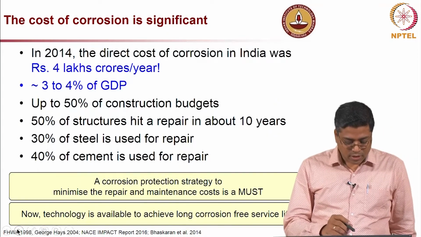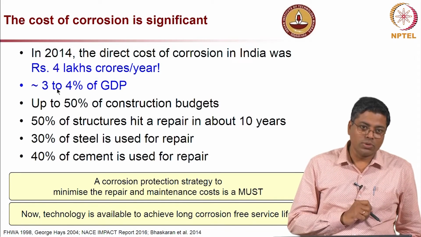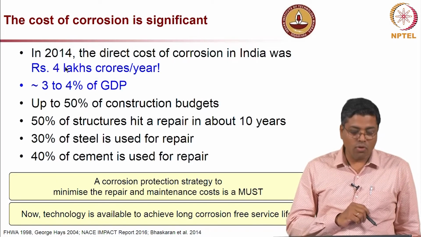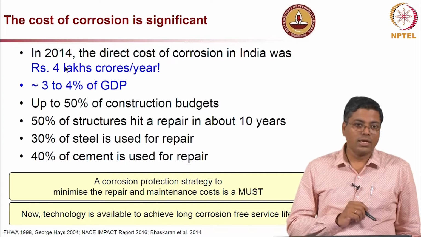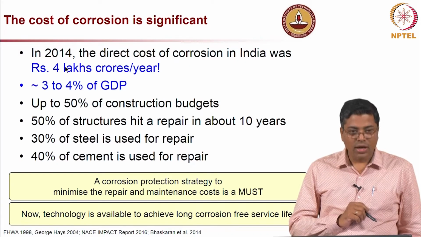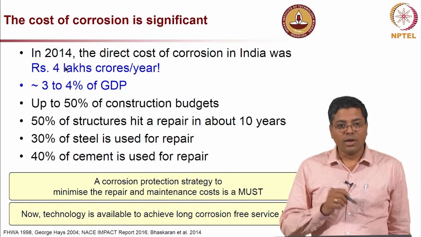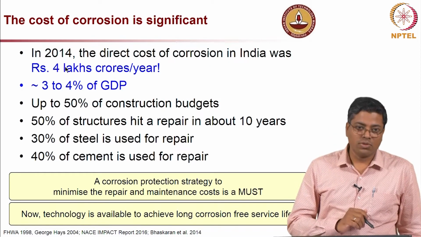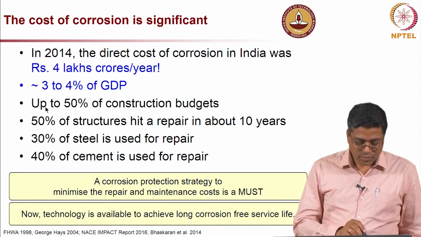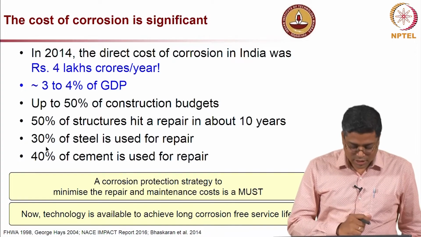So, some statistics on this corrosion. In the pie chart I showed earlier, I told you it was 3 to 4% of GDP. Now, if you look at the Indian case, we spend about 4 lakh crores, that is our annual cost of corrosion in 2014. As time passes, the cost is actually increasing, because we are constructing more and more structures, and also we are seeing premature corrosion in many of the structures much before they reach their design life. Now, some other statistics I just want to mention here to emphasize that this is really a big problem.